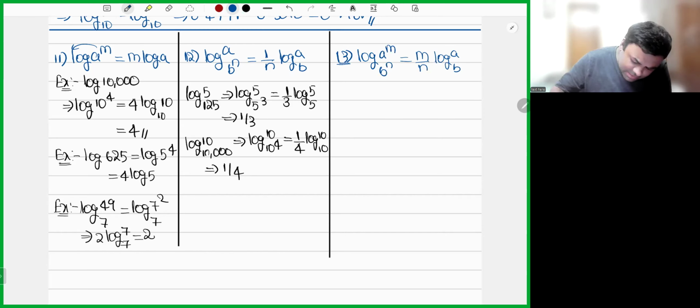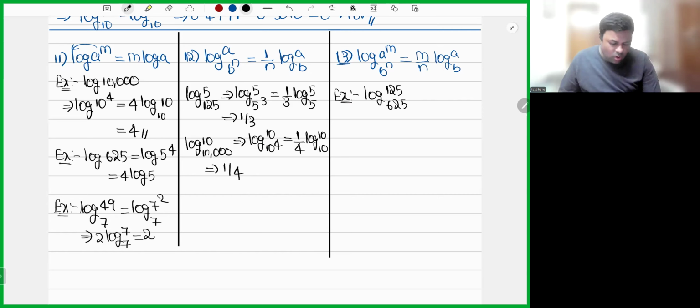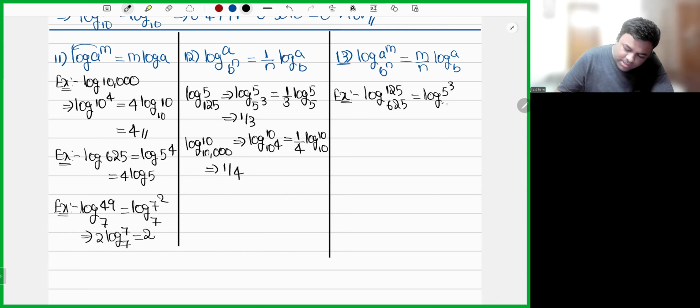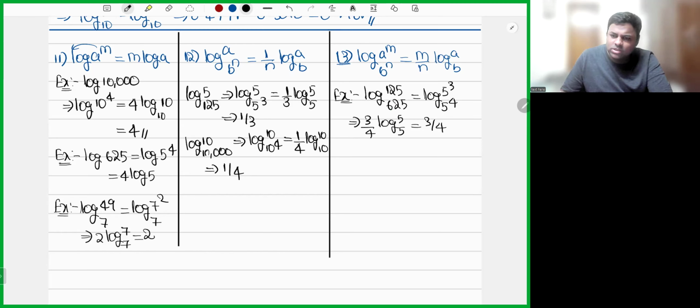Okay. Like say for example, my dear friends, I am having log 125 to the base 625. How can I write log 125 to the base 625? Simple. I will write it as log 5 cube to the base 5 power 4. So 3 by 4 log 5 to the base 5, which is simply equal to 3 by 4. Why, sir? What is log 5 to the base 5? Obviously, sir, 1. Next, one more example.